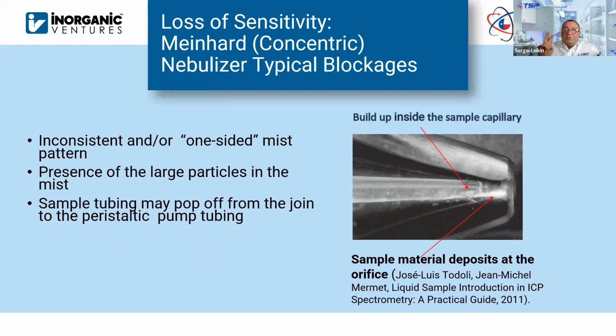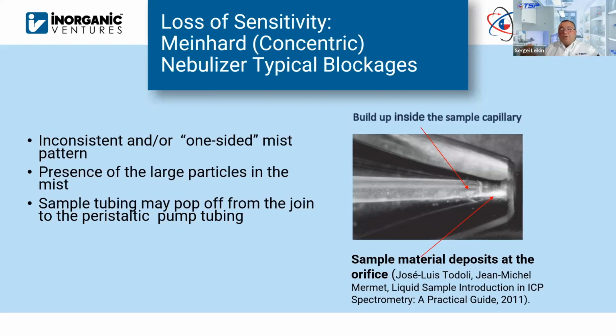It can be blocked for two main reasons. The first type of blockage can happen right on the sample channel. To look at this, you're looking at the mist, and the indication is that the mist is inconsistent, or it can be skewed to one direction. It can be a large particle present in the mist. You can actually see the large particles when you look at this. If you don't see any particles, that means your mist is good.